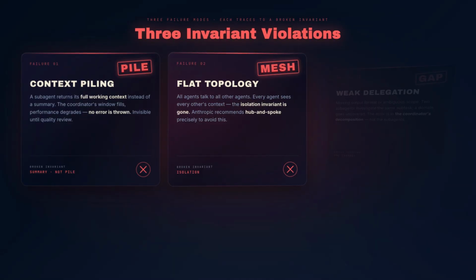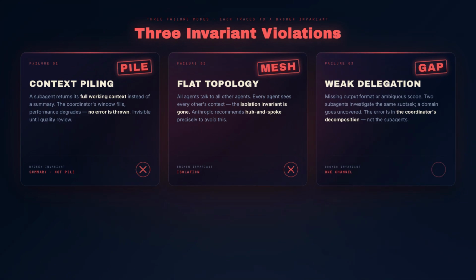Failure 2, flat topology. All agents communicate with all other agents. Every agent sees every other agent's context. The isolation invariant is gone. The coordinator's attention is split across all channels simultaneously. The architecture Anthropic recommends is hub and spoke, a central coordinator, precisely because flat topologies produce exactly this failure. The broken invariant, isolation.